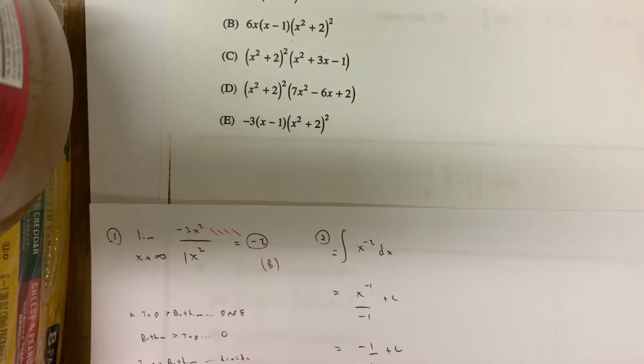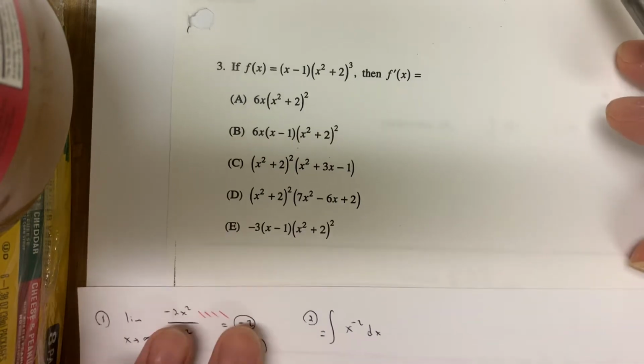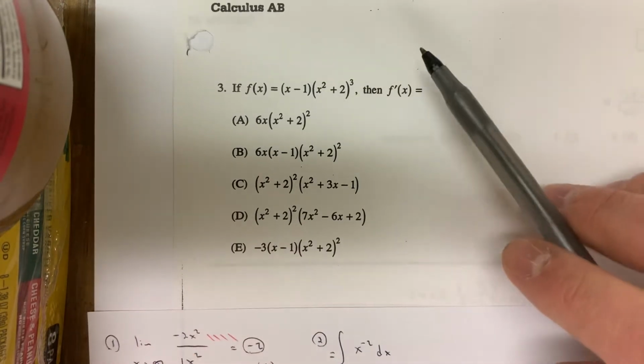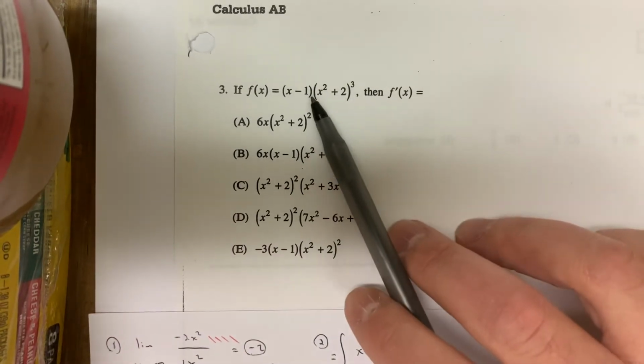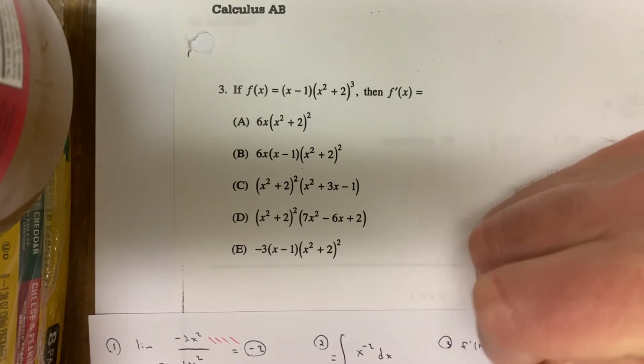Moving on to number 3. Number 3 gets slightly snarky, okay? They want to know, given f of x right here, still very abstract, what's f prime of x equal to? You can see a product rule situation here for number 3. Let's start the product rule, everybody.